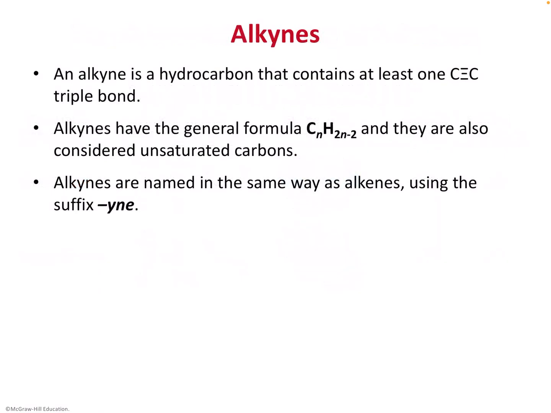And then comes alkynes. Alkynes are hydrocarbons that contain at least one carbon-carbon triple bond. Alkynes have the general formula CnH2n minus 2, and we are removing 2 more hydrogens, and they are also considered unsaturated carbons. Alkynes are named in the same way as alkenes using the suffix "-yne": pentyne, hexyne, butyne, propyne, ethyne, like that. Okay.